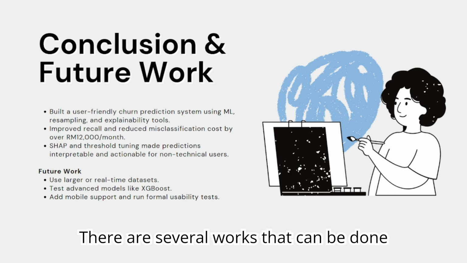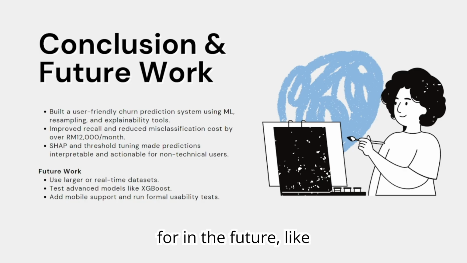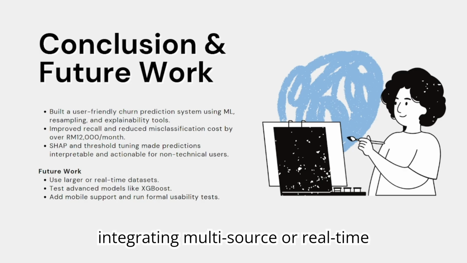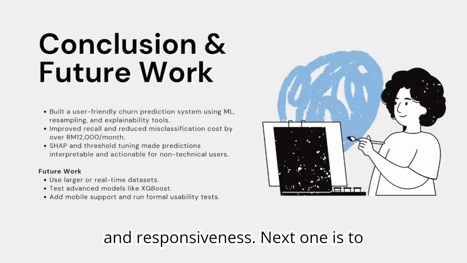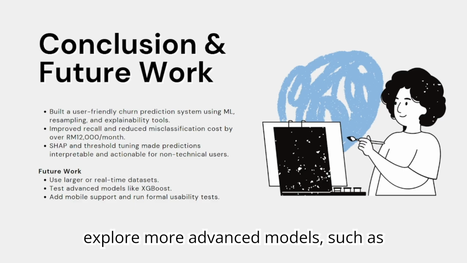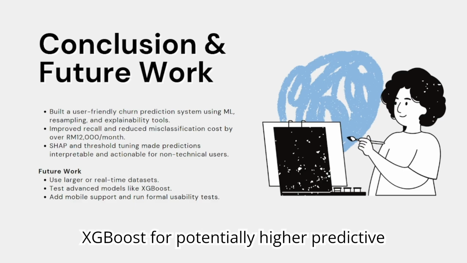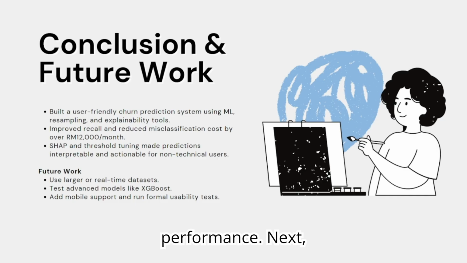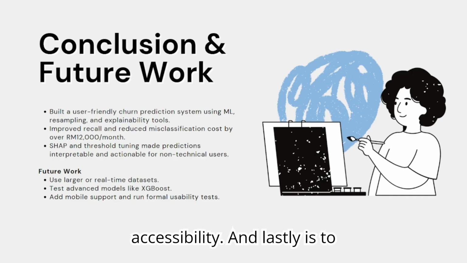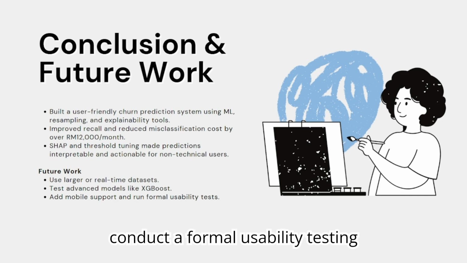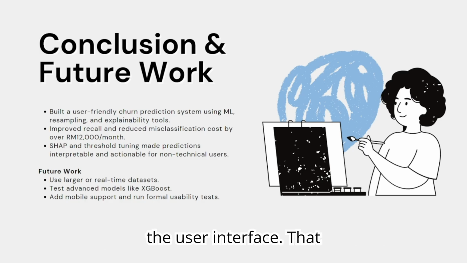There are several works that can be done in future, like integrating multi-source or real-time datasets to improve generalizability and responsiveness. Next one is to explore more advanced models such as XGBoost for potentially higher predictive performance. Next, to develop a mobile version of the application to increase accessibility. And lastly is to conduct a formal usability testing to gather structured feedback and refine the user interface.